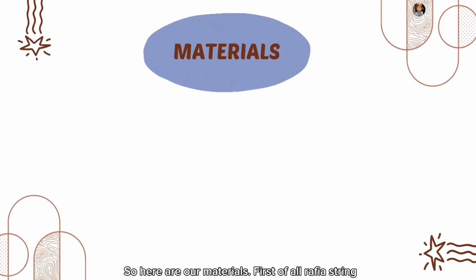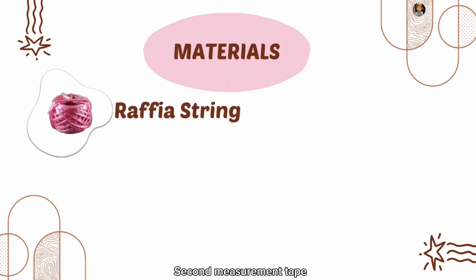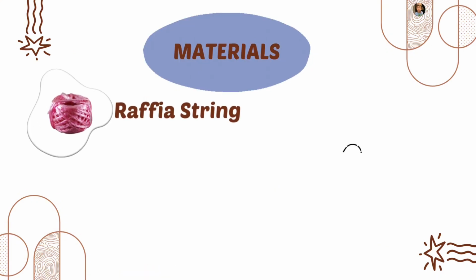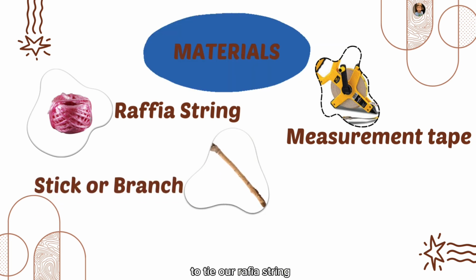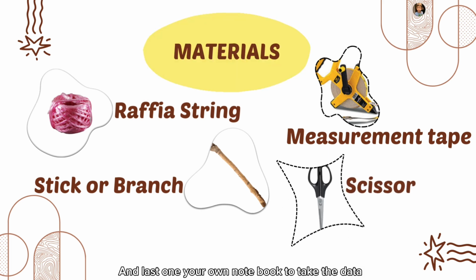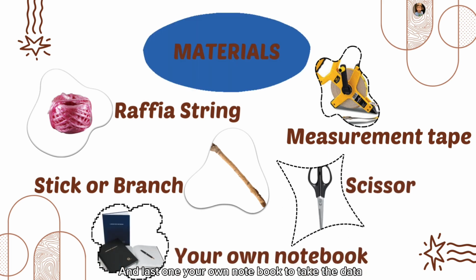So here are our materials. First of all, raffia string. Second, measurement tape. Third, stick or branch to tie our raffia string. Fourth, scissors. And the last one, your own notebook to take the data.